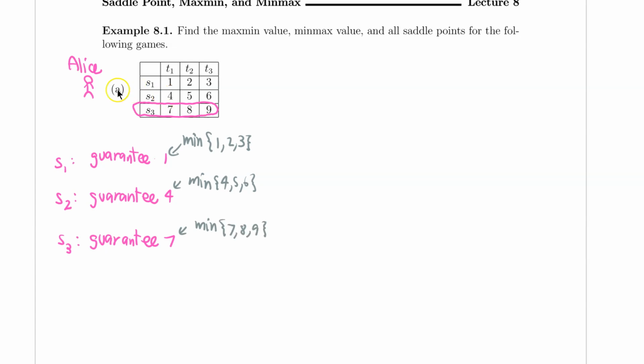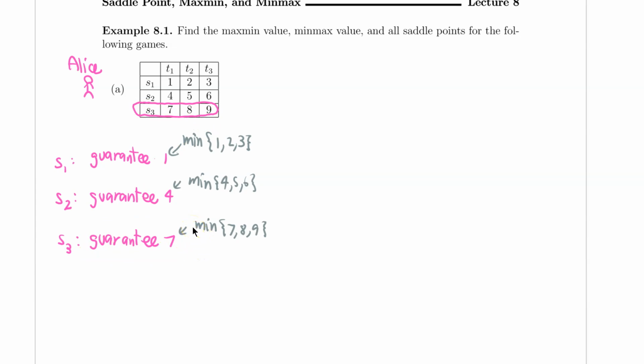Now, if we put ourselves in Alice's shoes, we can do this reasoning. If she chooses the first row, that will guarantee her $1. If she chooses the second one, that will guarantee 4. If she chooses the third one, that will guarantee 7. Alice likes bigger numbers, so she should choose the last strategy, which is S3, because that will guarantee her the highest payoff.